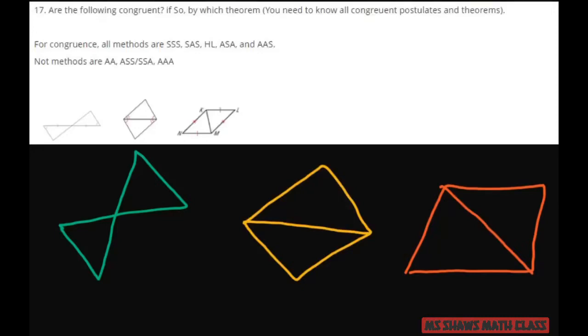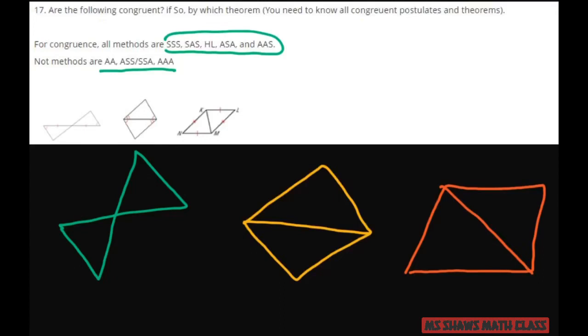Hi everyone, we're going to go over our congruence postulates and theorems for triangles. We have some examples, and we're also going to go over why these methods are not congruent for triangles.